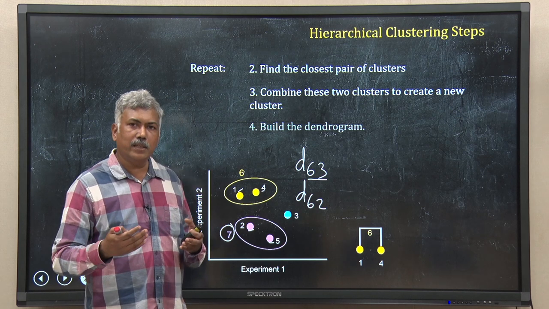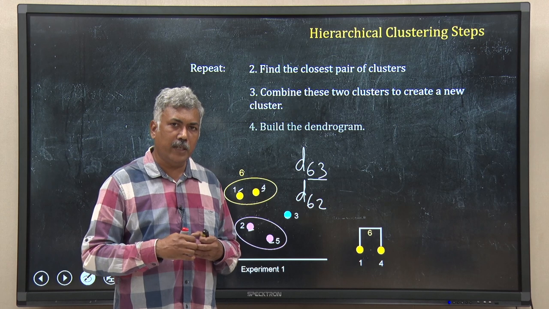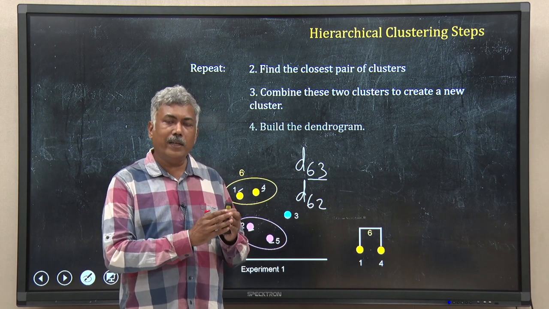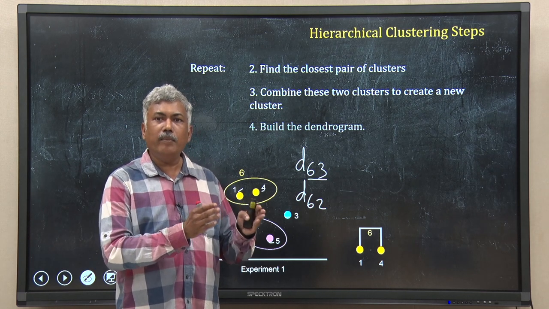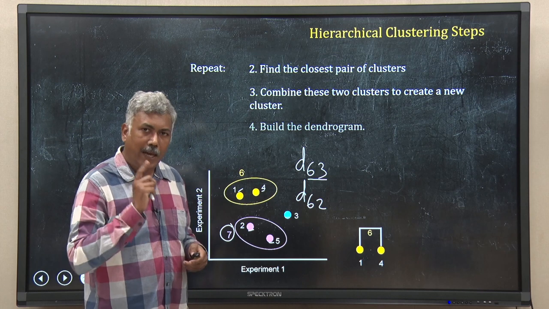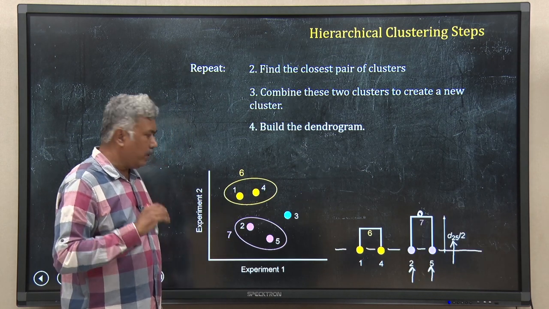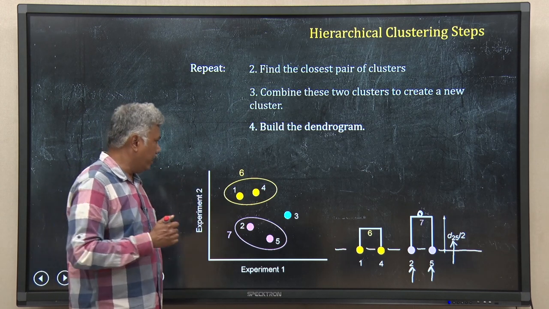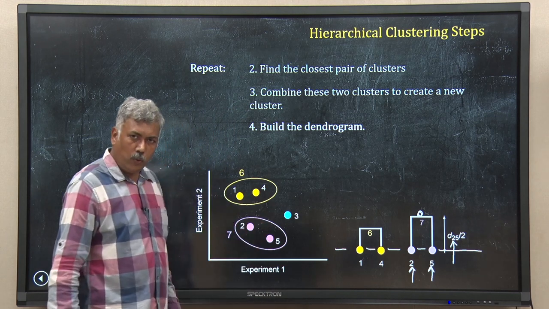I know how to measure distance between two data points. I know how to calculate that using Euclidean distance measure. But how should I calculate distance between two clusters or one cluster and one data point? Because the cluster does not have one object, it may have multiple objects. That is a valid question, and I will come back to that, how to do this. For the time being, you consider we know that, and that is what we have implemented here. For example, we calculated distance between 6 and 3, 6 and 5 and so on.